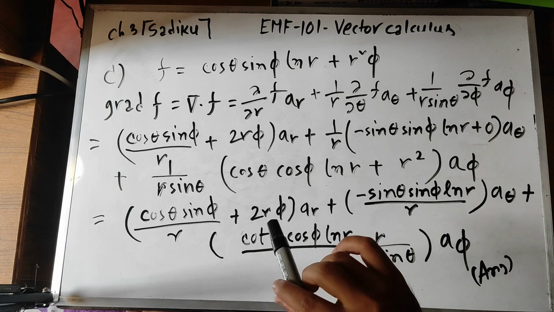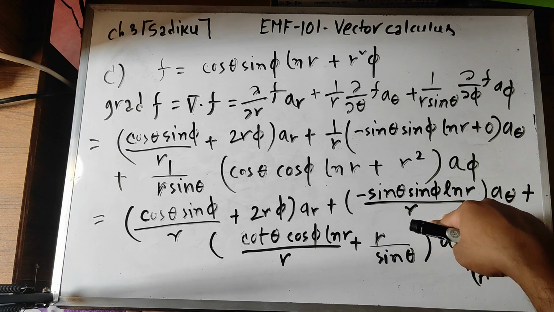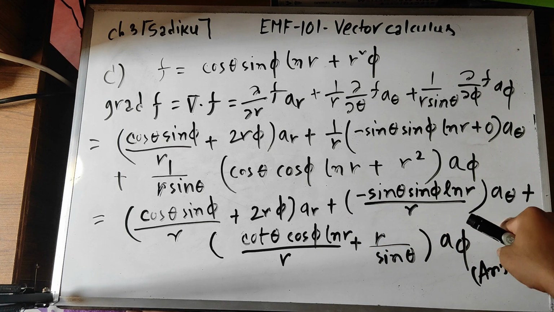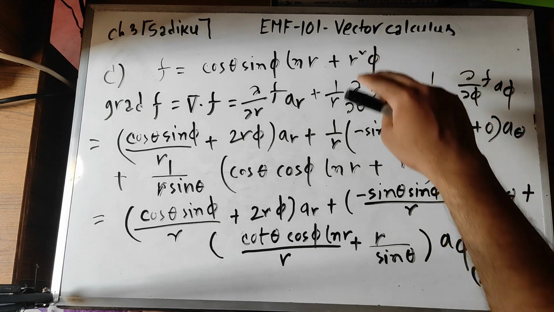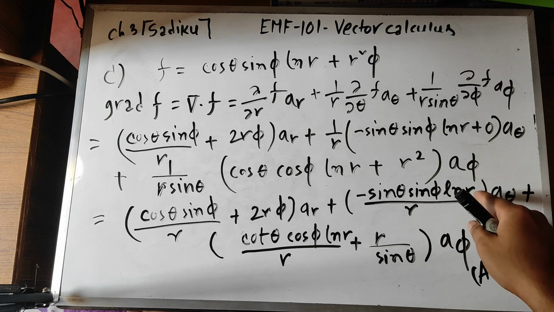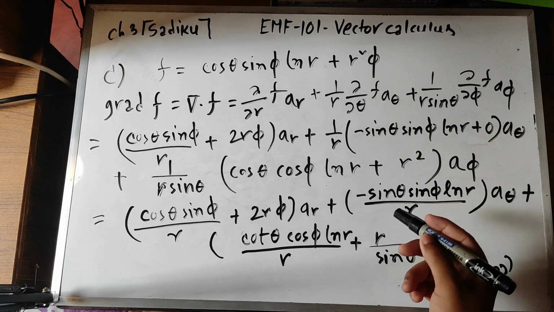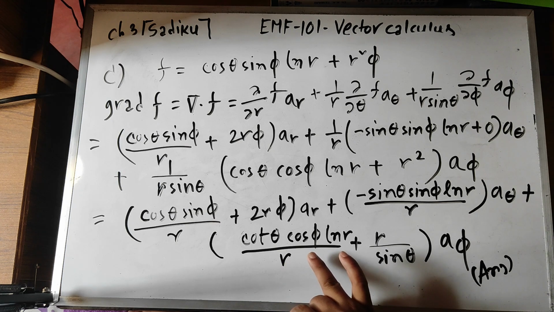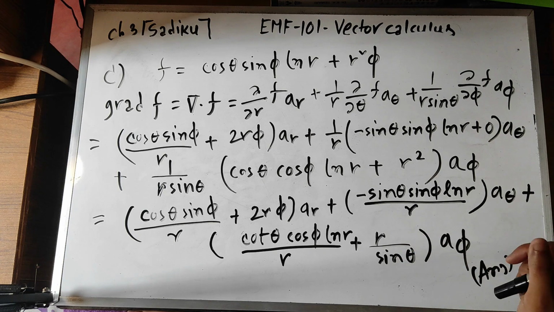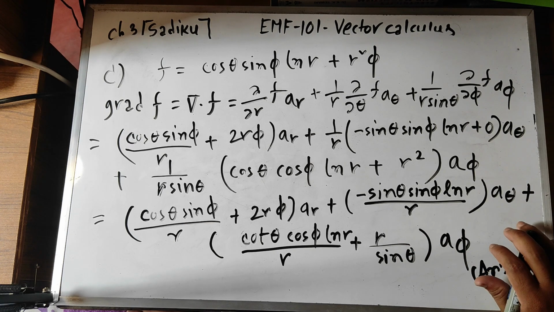And the maximum rate of change in the direction a theta for the scalar field is minus sine theta sine phi ln r by r, and the maximum rate of increase in the direction a phi is cot theta cos phi ln r by r plus r by sine theta. It is nothing but a way of calculating the maximum rate of increase in a certain direction.